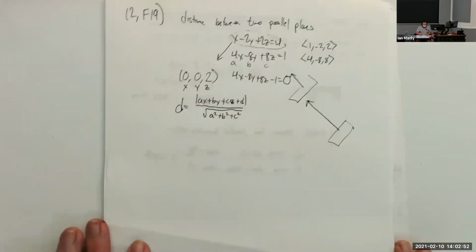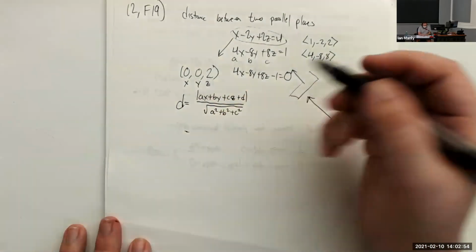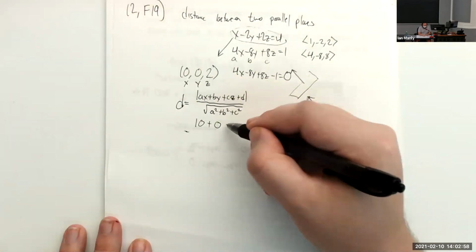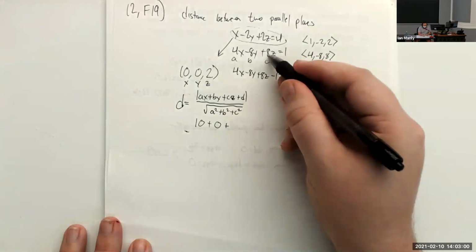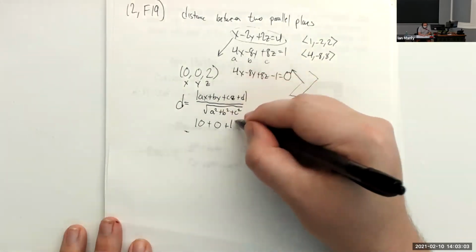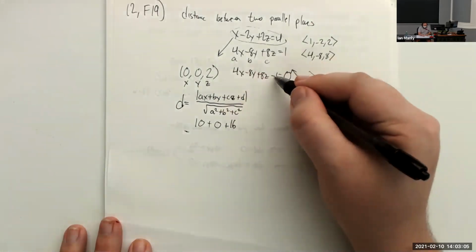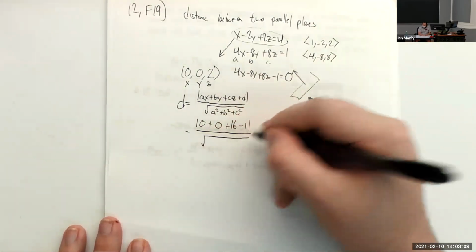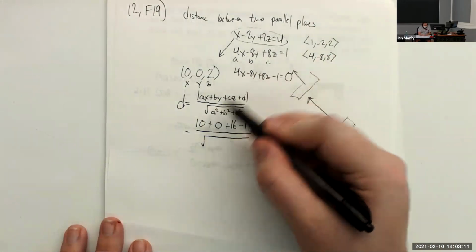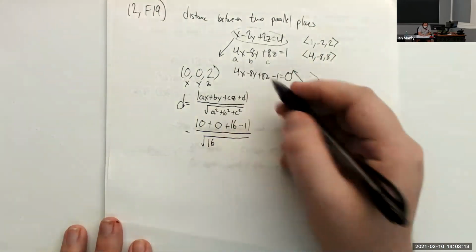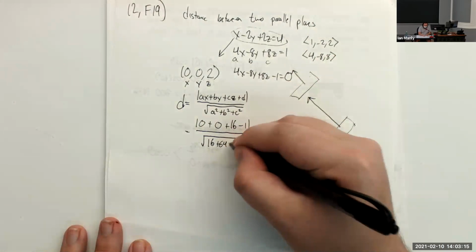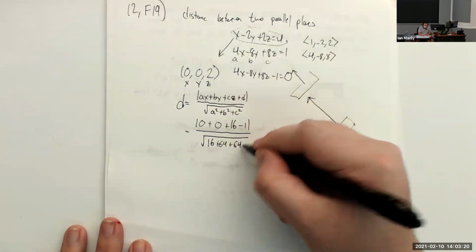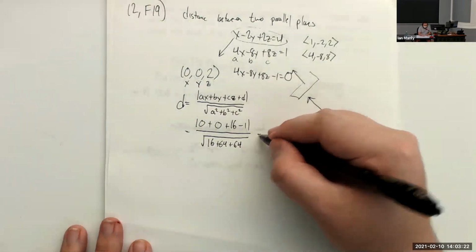All righty, so now let's go ahead and just plug everything into this formula. Well, we have a times x, which is 0. We have b times y, which is 0. We have c times z, so we have 8 times 2, which is 16. And then we subtract 1. All right, what about down here? Let's see. We have a squared, so that's going to be 16. We have b squared, which is 64. And then we have c squared, which is also going to be 64.